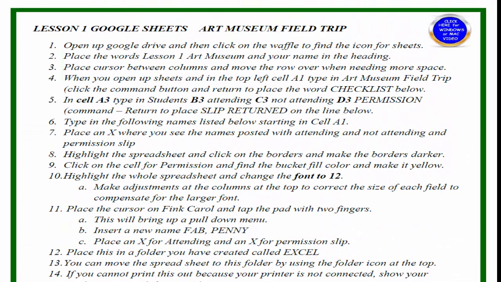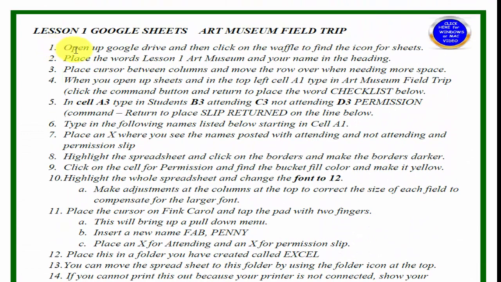Now, obviously, you're going to open up Google Drive and click on the waffle, the little square at the top, to find the icon for Sheets. Place the words Lesson 1 Art Museum and your name in the heading so you know exactly what this is and where it is. Then place the cursor between the columns and move the row over when needing more spaces.